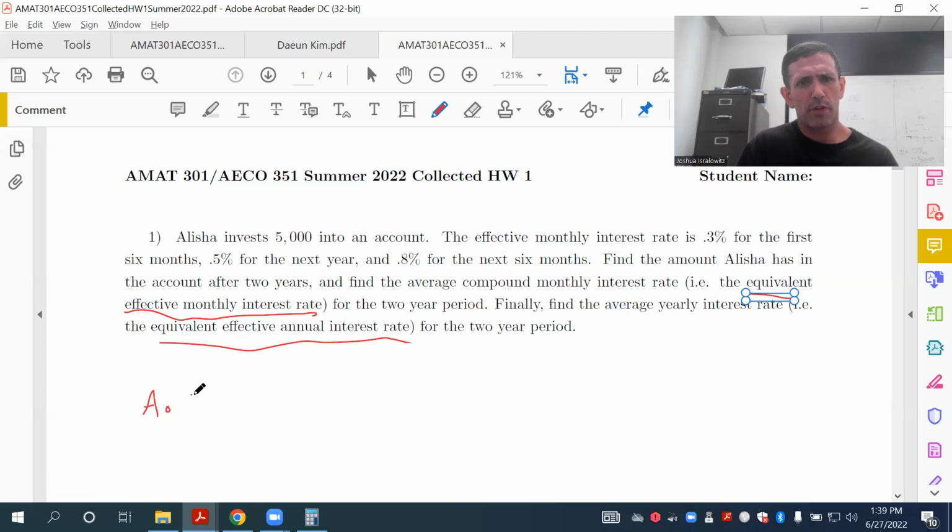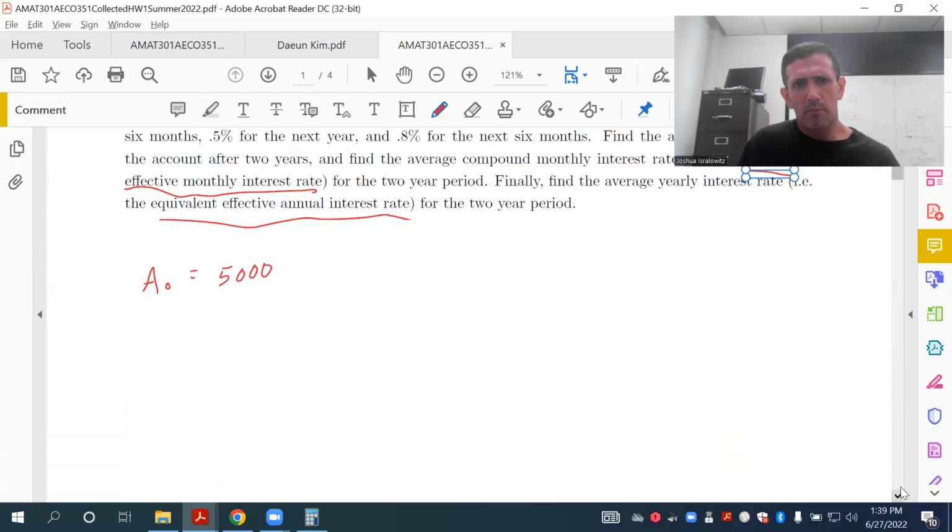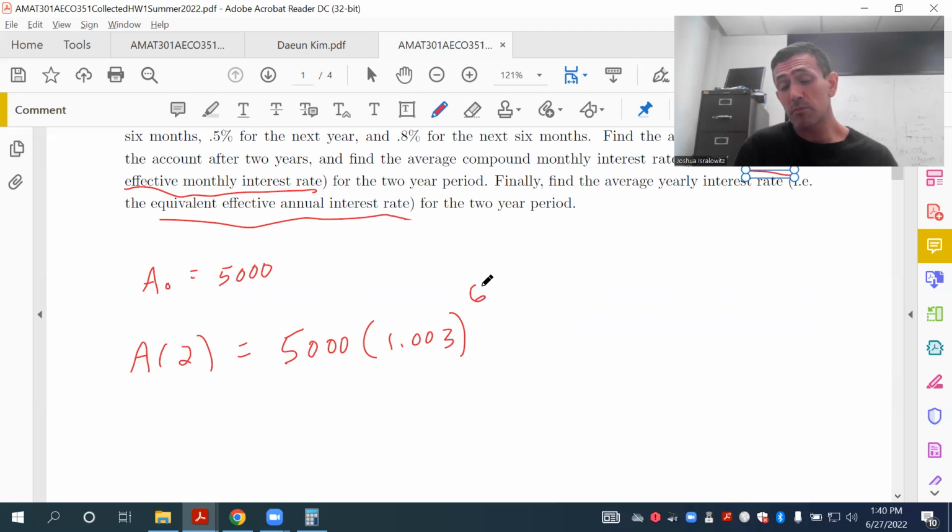So we start off with $5,000, and you can explicitly say after each interest rate change how much you have in the account. I think it's much easier to do it like I did in the video and just do it all in one shot. So after 2 years, T is in years here, well, 5,000 grew to 5,000 times 1.003 to the 6 after 6 months.